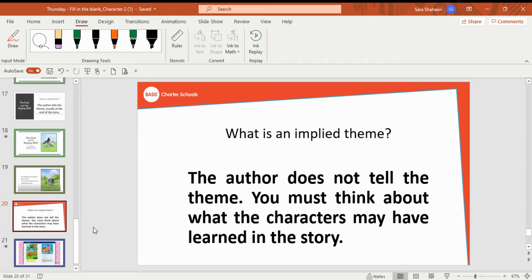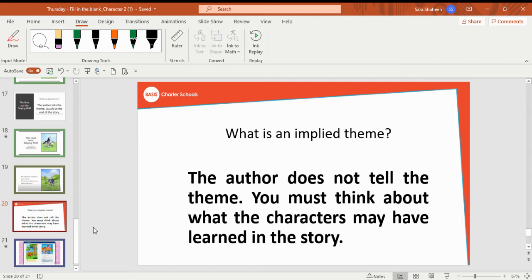We're going to talk about an implied theme. This is another kind of theme. It's the opposite of a stated theme. Instead of the author telling us what it is, the author does not tell the theme, and you must think about what the characters may have learned in the story. It's up to you to decide after thinking about everything that's going on in the story. That's an implied theme.